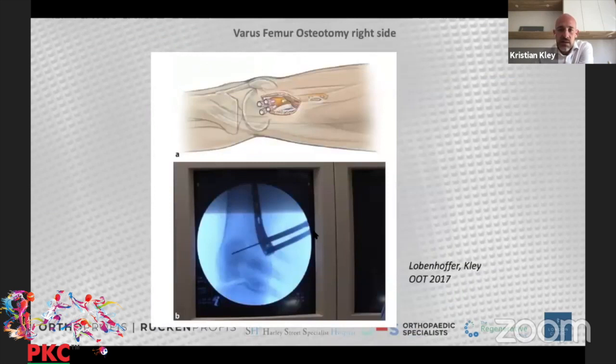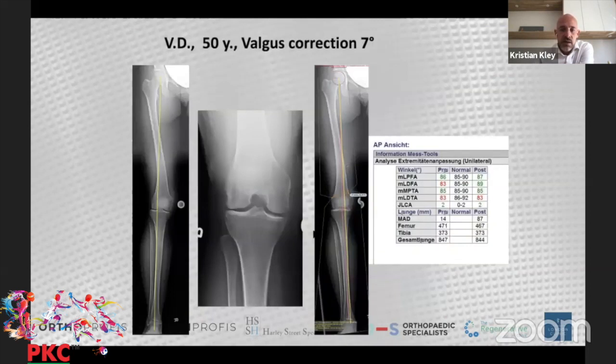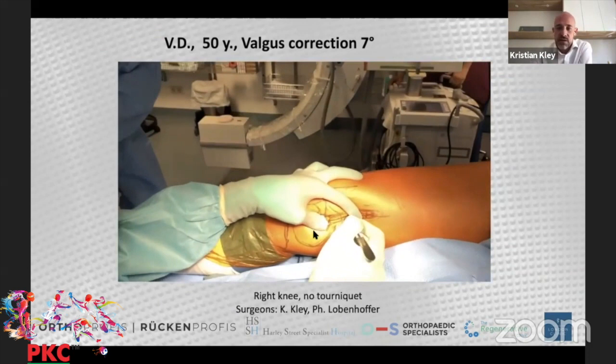These are just the images out of our publication that we published in the Orthopedic Techniques journal. This is the planning. Just like for the HTO, obviously for the femur, the same applies. You need to make a proper planning to check where the malalignment is. In this case, you see an MLDFA of 83 degrees, and the planning transfers that to 89. So this is just bringing it to completely normal means. And here you see such a live surgery.